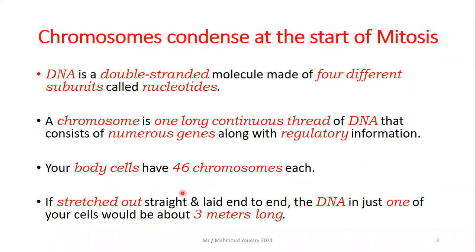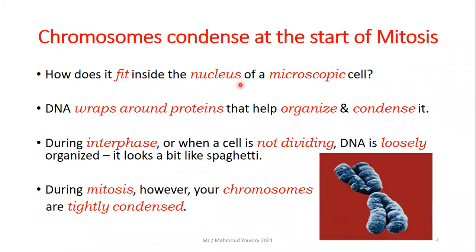Can you imagine if these 46 chromosomes were stretched out straight and laid end to end? The DNA in just one of your cells would be about 3 meters long. So, have you ever wondered how this 3 meter long DNA strand fits inside the nucleus of a microscopic cell? Let's see. DNA wraps around the proteins that help organize and condense the DNA itself.